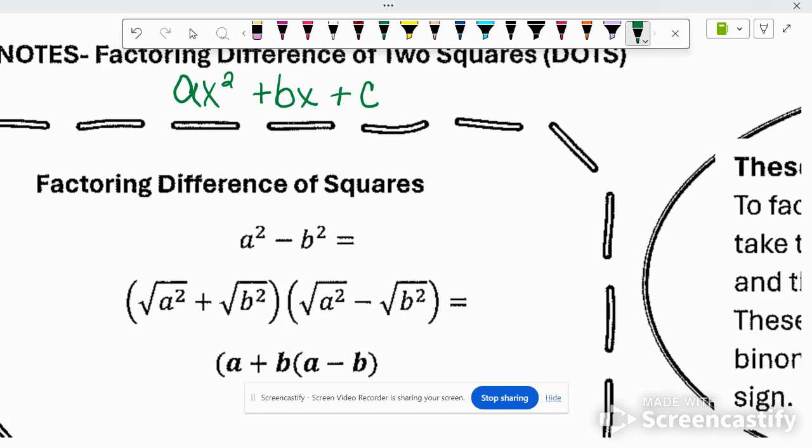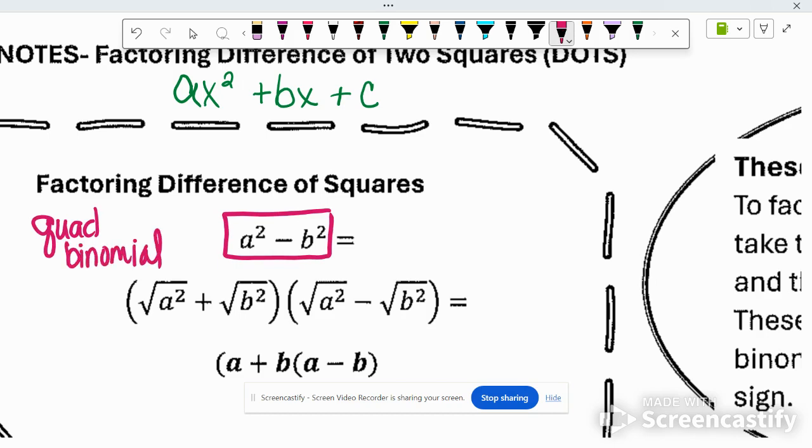How does the difference of squares work? Because this is also a quadratic right here, but this is a quadratic binomial. How is this different than the other one? It has two terms. Yeah? What do both terms look like, you think?